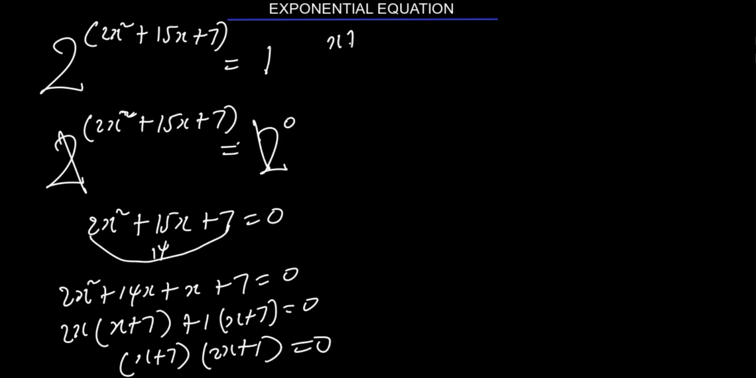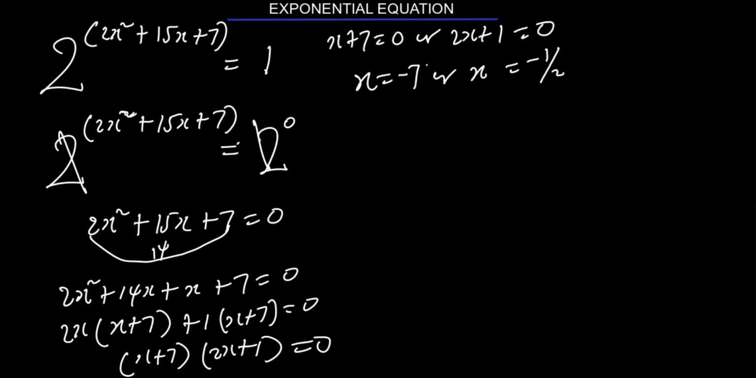So I have x plus 7 equal to 0, or 2x plus 1 equal to 0. So x will be equal to minus 7, or x here will be equal to minus 1 over 2 if I solve the equation. So that's that about that.